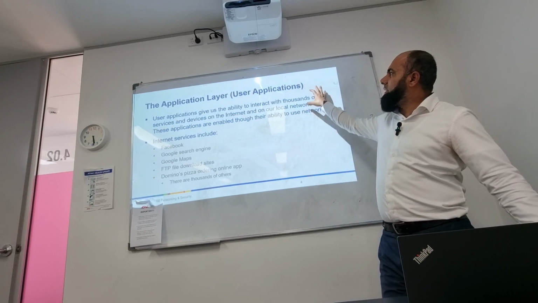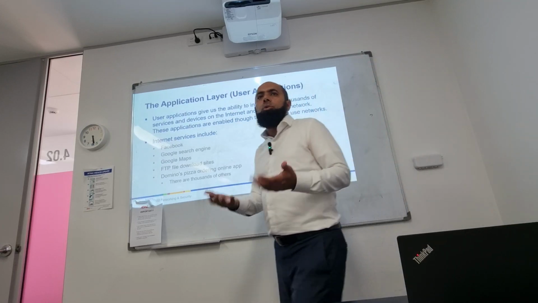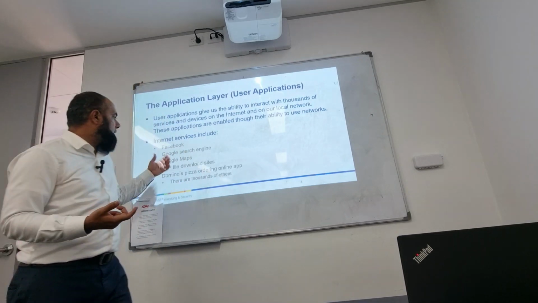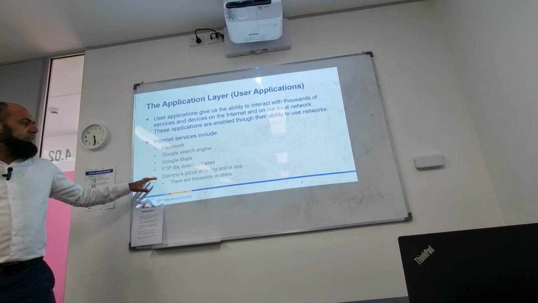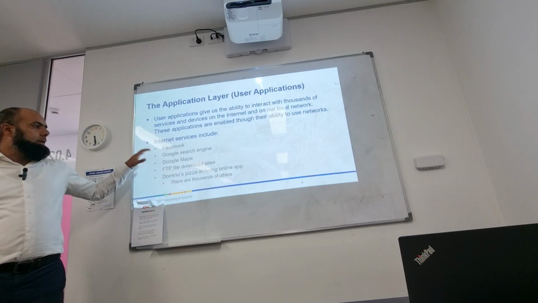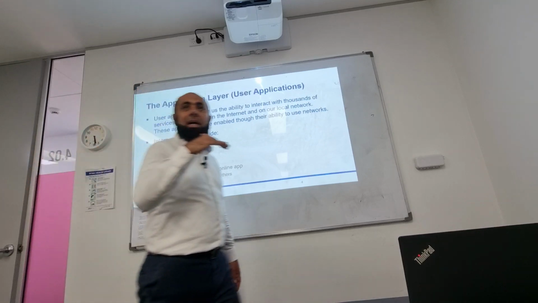First of all, with the application layer, what do we do on the application layer? We use the services. Any service, we use Google, Facebook, Maps, FTP file download sites. FTP means File Transfer Protocol. Anything we need to download, any app, they are all working on where? On the application layer.